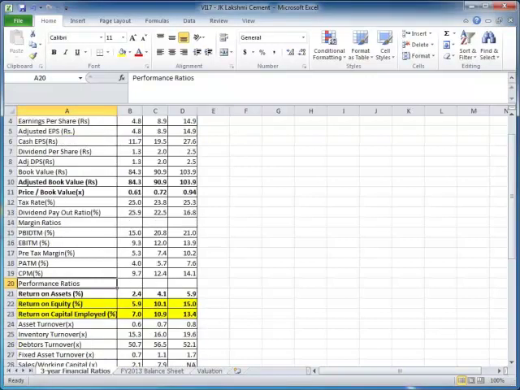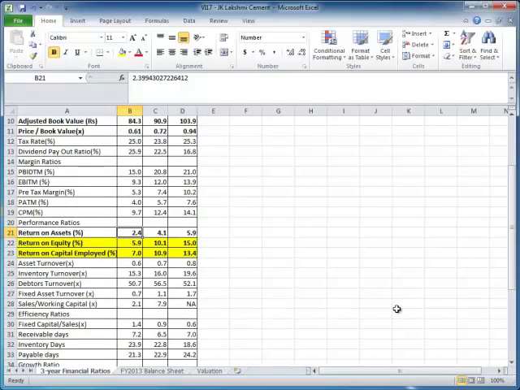Moving on, we now have the performance ratios. The first one is return on assets, and that's just going to be the company's profit after tax divided by its assets. Then we have return on equity. This has also been rising, as has return on assets. And then we have return on capital employed, and this is also rising and slightly lower than return on equity, except for in this year.